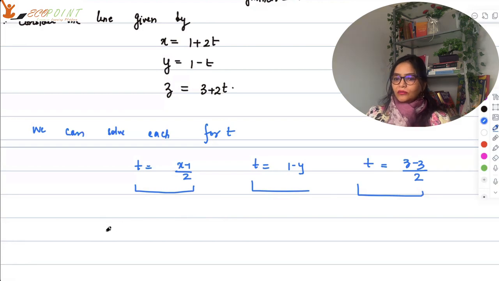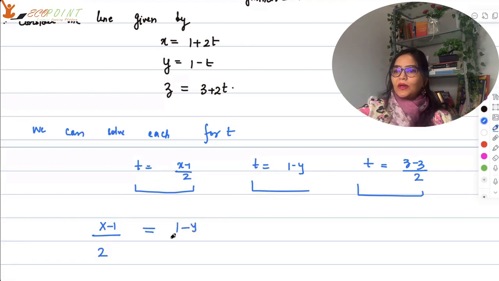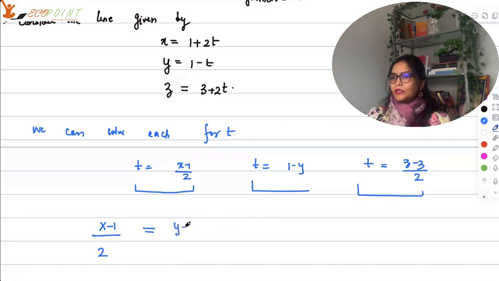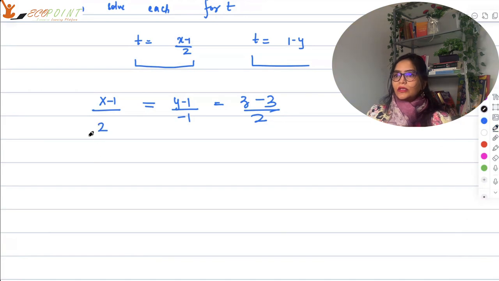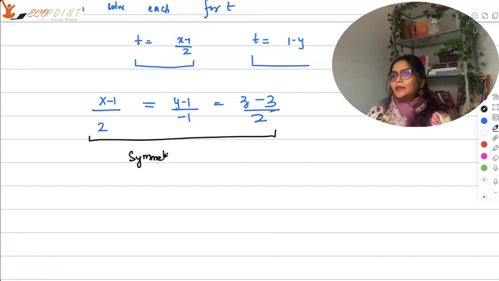Therefore, the symmetric form is defined to be (x minus 1) upon 2, this value of t, equal to 1 minus y. Instead of 1 minus y, to write it in a fraction form, I'm going to take (y minus 1) upon minus 1. The symmetric form is generally given as x first, then y. Similarly, (z minus 3) by 2. So this is how you write the symmetric form of a line.